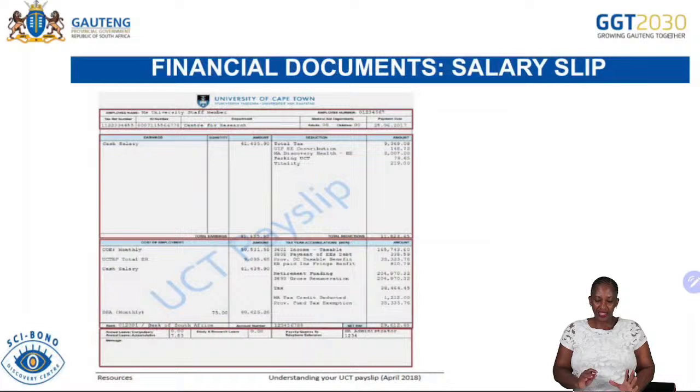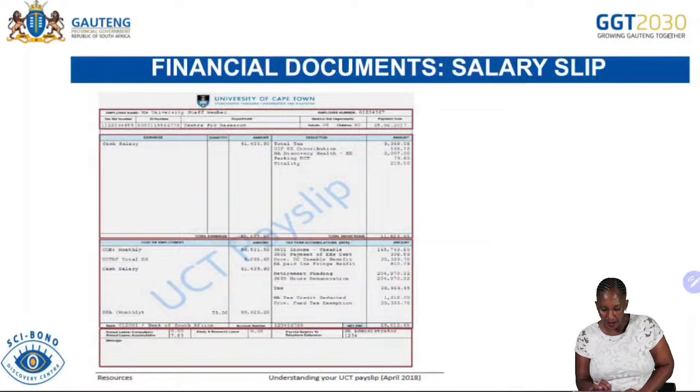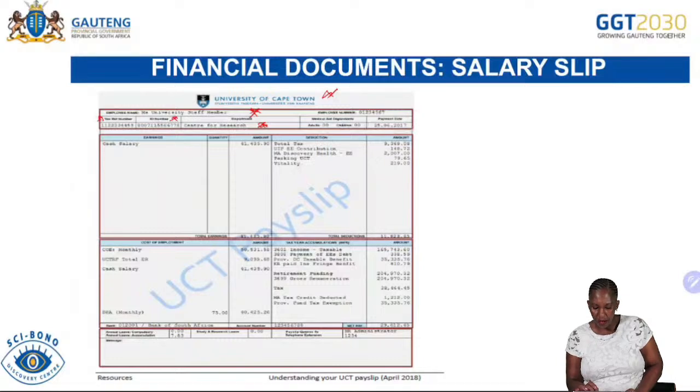Then the salary slip. This is just an example of a salary slip. How does the salary slip look like? This one is from University of Cape Town. It's just a sample. And then there it shows the name of the employee, and who's the employer, and then the department that they're working at. The department is indicated there. Their ID number is also indicated. Their personal number, it's indicated there. And then the date of payment, when the salary will be paid into the account.